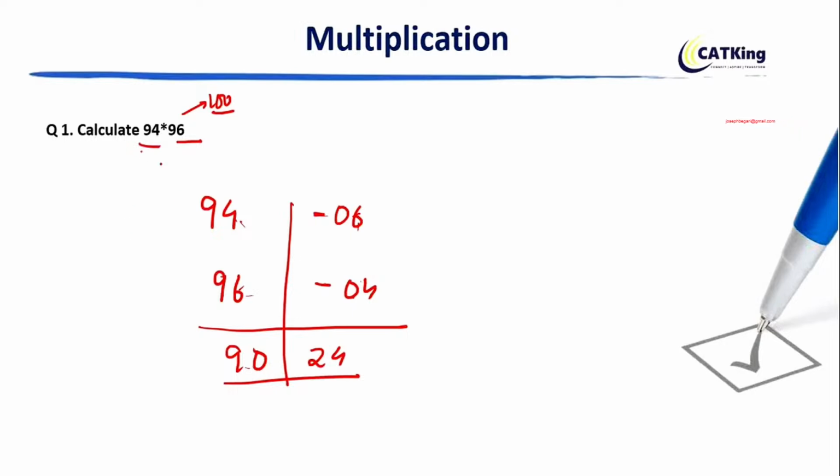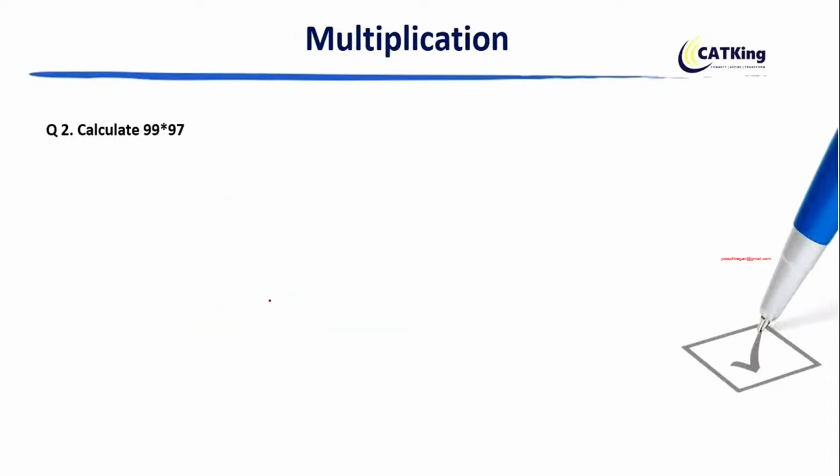What you have to do? Write these two numbers down. Take the difference from 100. Right? 94 minus 4 is 90, or 96 minus 6, whichever you prefer. It is 90. 6 into 4 is 24. Let's solve a few more examples.